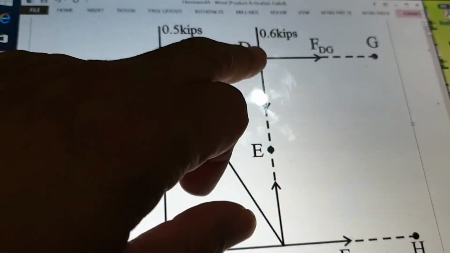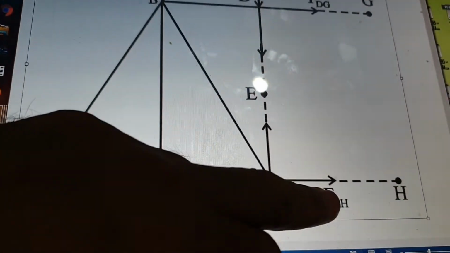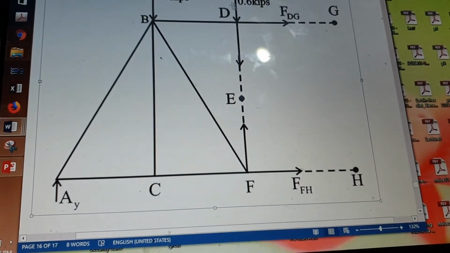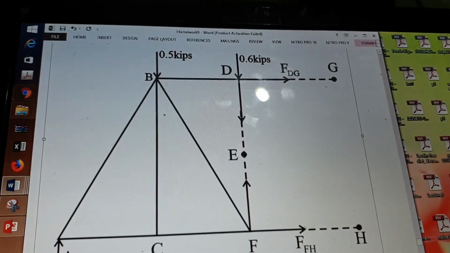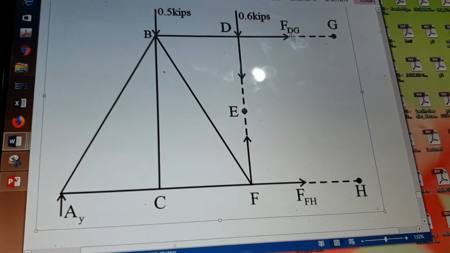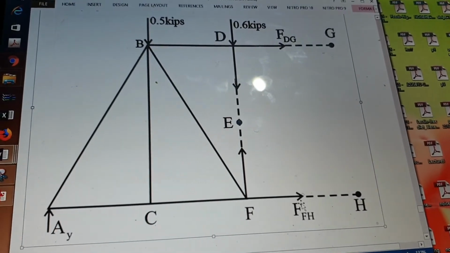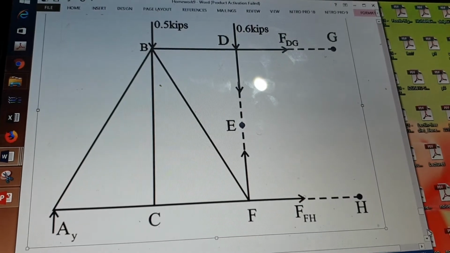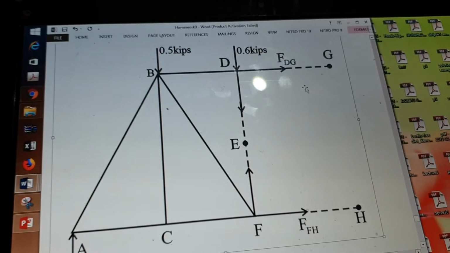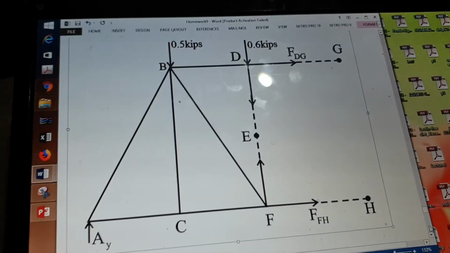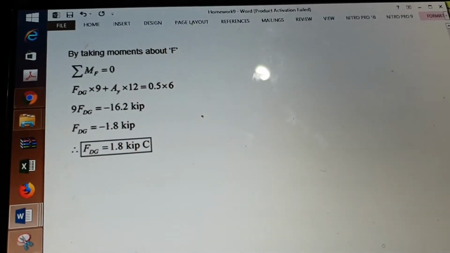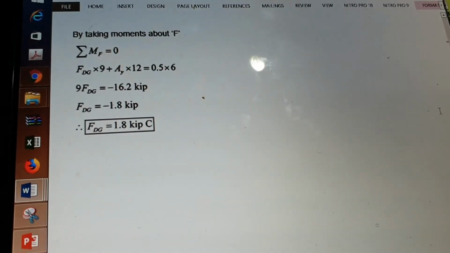Once you find summation of moment at D and you find FH, you could find summation of force at x equal to 0. Remember, this is y, this is y, this is y, this is y, and this is y. The only one that is in the x-axis is FDG. And remember, FFH was positive 1.8 kip. So what will be FDG? It will be 1.8 kip, and it will be compression. The opposite, it can be minus. And you can see it here, it's 1.8 kip. But here he did summation moment. You could do summation force at x equal to 0 and then find the answer.